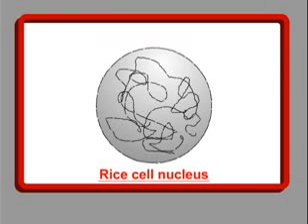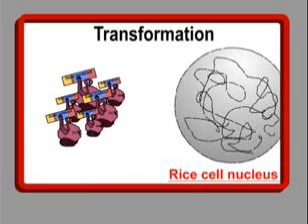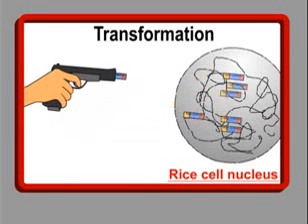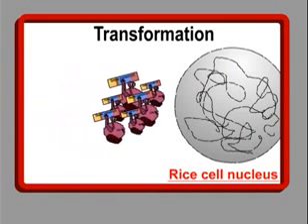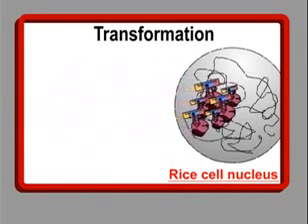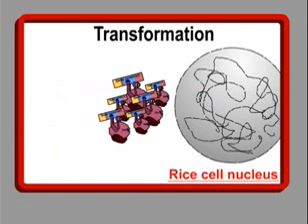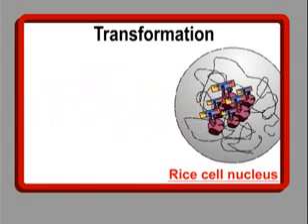Now, we force this new gene construct into a rice plant cell nucleus. This process is called transformation. There are two ways to do this. We can use bacteria to carry the gene construct in, or shoot thousands of the new gene construct into the cell. Both processes can, and usually will, cause damage to the DNA of the cell. Also, we can never be sure exactly where the gene construct will land on the long strings of DNA.